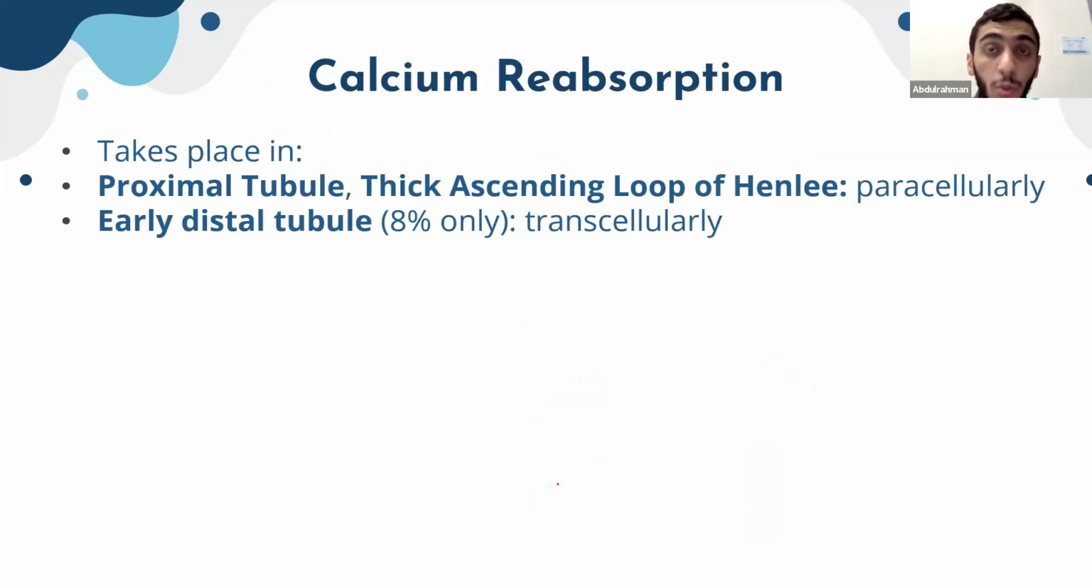Okay. Now we didn't discuss in the previous slides about calcium. Why? Because calcium is going to be reabsorbed in the proximal tubule, in the ascending limb or ascending loop of Henle, and in the early distal tubule. Now the difference is that in the proximal tubule and in the thick ascending loop of Henle, the movement of calcium is going to be paracellularly. Paracellularly means it's going to move between the cells, so it doesn't really need energy.